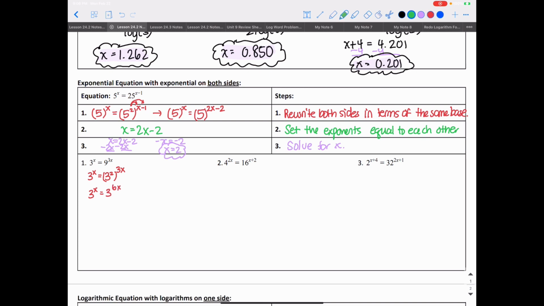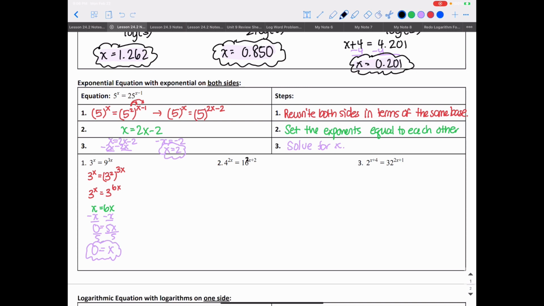And then I set the exponents equal to each other. For these two sides to be equal, the exponents need to be equal. So x needs to be equal to 6x. You should be able to tell right off the bat what that means, but if you can't, you'll subtract x on both sides. You'll get 5x is equal to 0. Divide both sides by 5, and you can see that x is equal to 0. So x is equal to 0 for this problem.